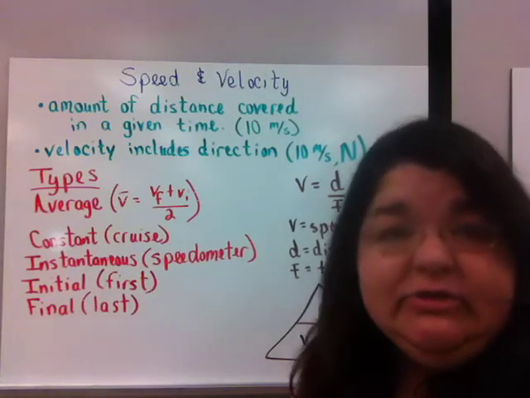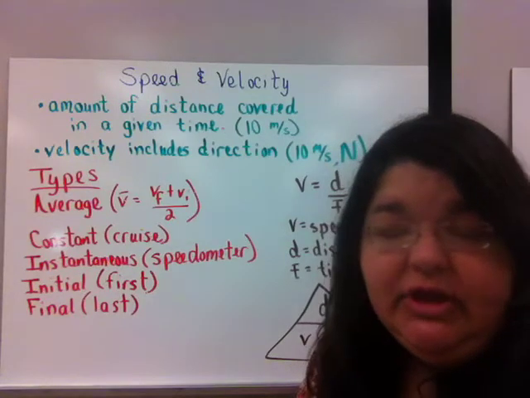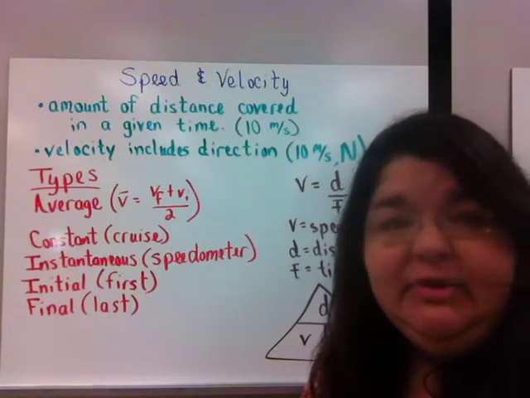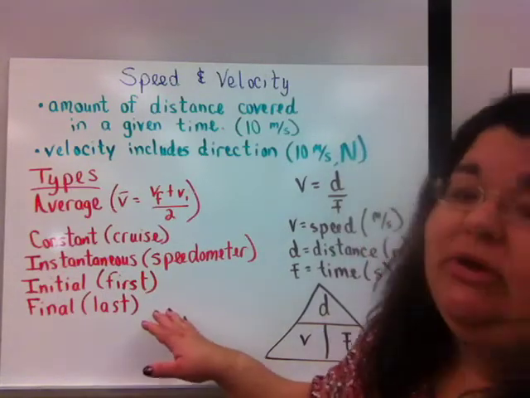Instantaneous speed is like your speedometer. If you're driving and your mother asks you how fast you're going, you glance down at the speedometer and tell her your speed, or maybe you subtract a few miles per hour.